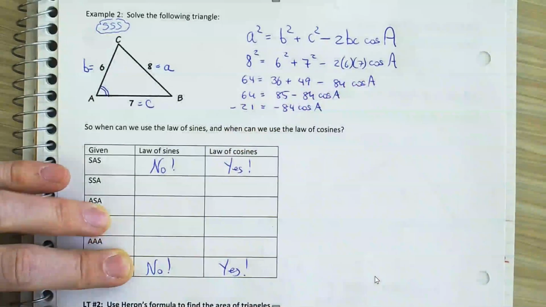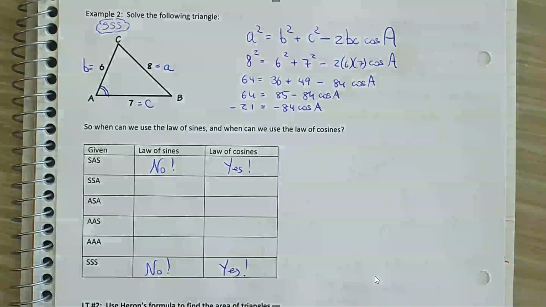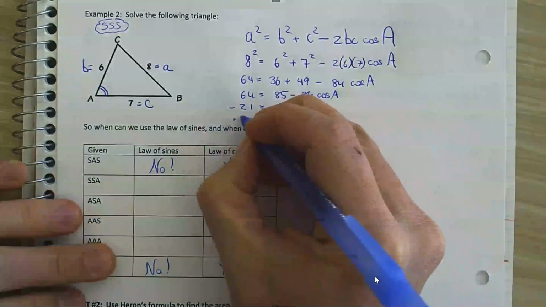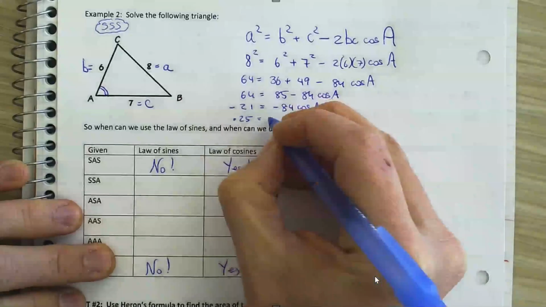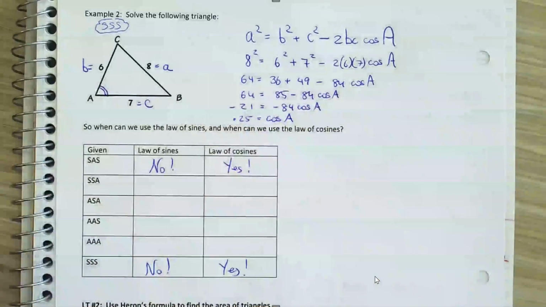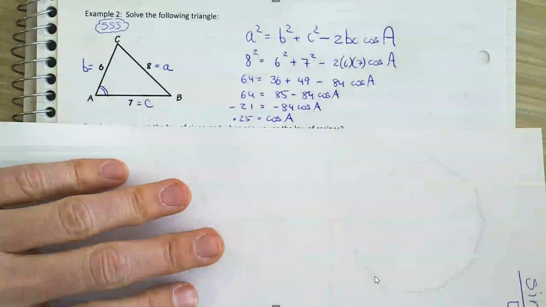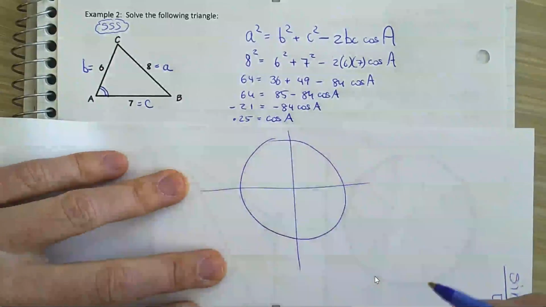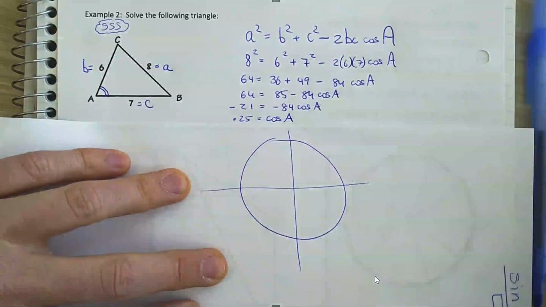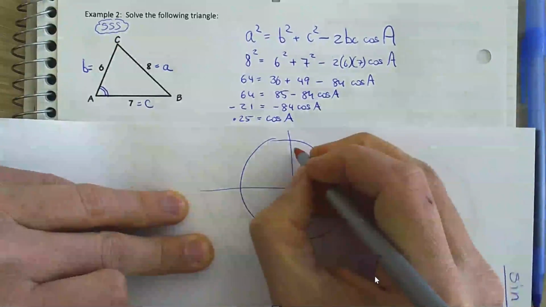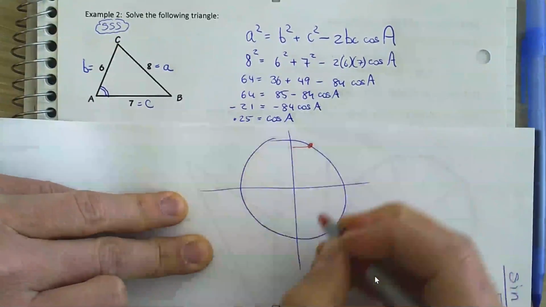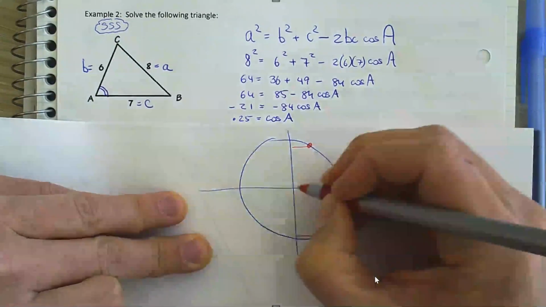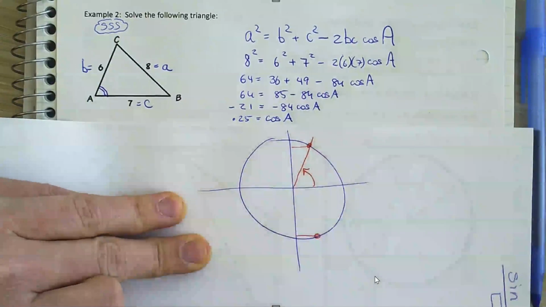When I subtract 85 from both sides, I get negative 21 on the left. Now I divide both sides by negative 84, and I get 0.25 equals the cosine of A. Now I'm going to go to my unit circle and visualize this before I even look it up. The cosine is the x direction, and so 0.25 is about here and there. So when I put this into my calculator, it's going to give me this angle right here.